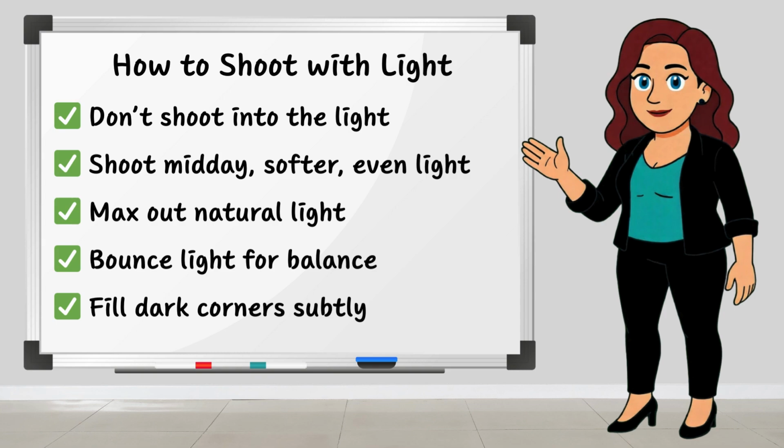First, don't shoot into the light. Keep the window behind you so the room doesn't look dark. Second, shoot midday for softer, even light. Third, use every window you can, even the small ones. Fourth, bounce light off a wall or mirror to brighten darker areas. And fifth, fill corners with a daylight lamp if needed, but keep it natural. Bottom line, light is everything. Nail these 5 and your photos will look brighter, cleaner, and more inviting.